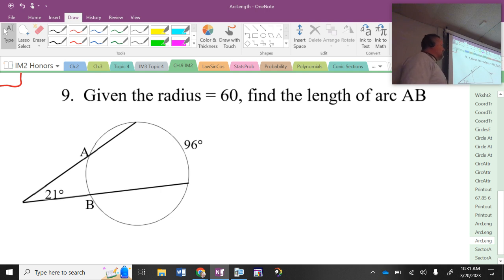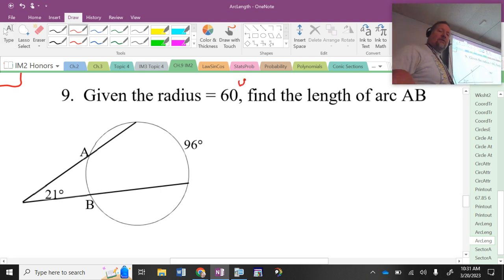Given the radius is 60, okay, I have to read. And I don't like that I did that. So it's 60 what? 60 U's. What's U stand for? Unit. Okay, it's the general term. I want units at the end because you have lengths.